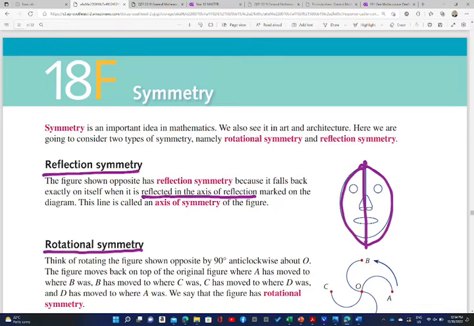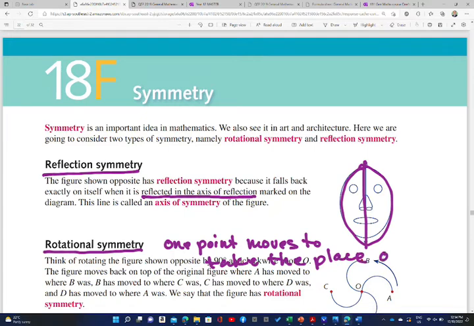Okay? So one point moves to take the place of another. And you're going to see that there's a little bit of mathematics involved here as well. So we're going to expand on that idea so that you can see a little bit more about rotational symmetry, and how you can tell that you're dealing with that.